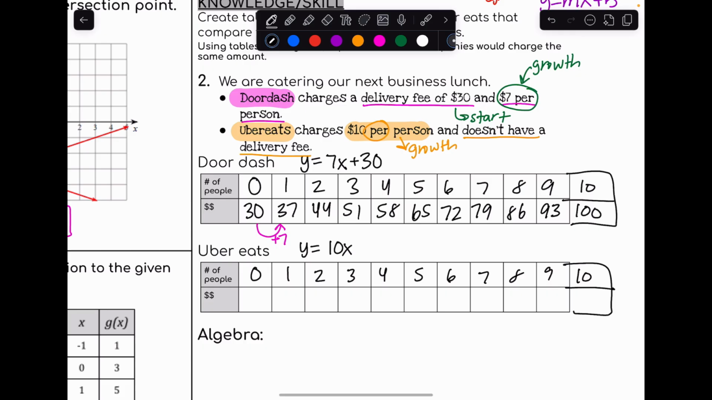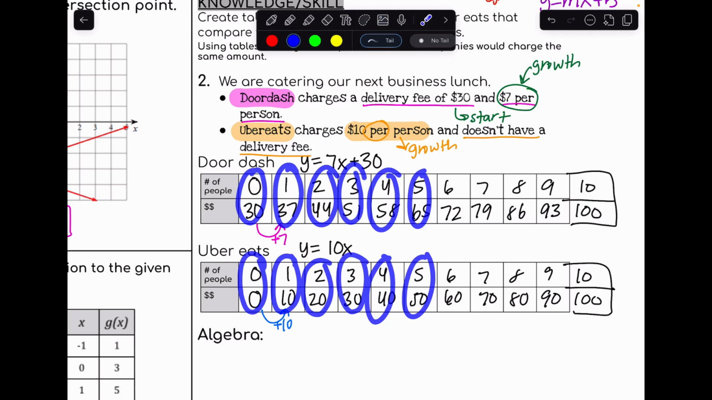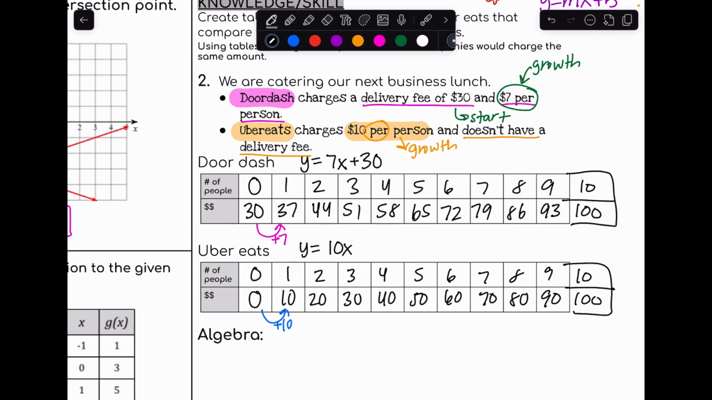We didn't start off with anything because there's no delivery fee, so I start at $0, and then I continue to grow by 10 every time. I get 10 for one person, 20 for a second person, 30, 40, 50, 60, 70, 80, 90, and 100. If I look at these tables, I should see a point of intersection, where my x and my y have the same values. They don't until I get to 10. So my point of intersection is (10, 100).